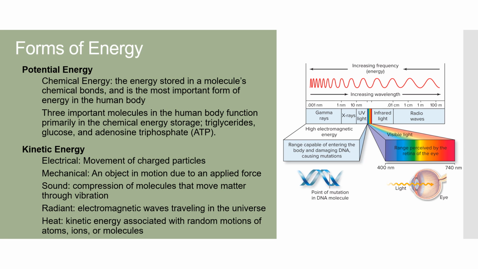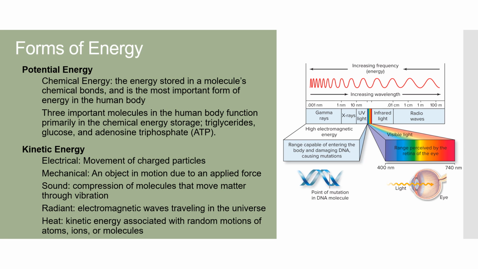Chemical energy is a type of potential energy. It is stored in chemical bonds of molecules and is crucial in the human body. The key molecules include triglycerides, which are stored in adipose tissue for long-term energy, glucose, which is stored in the liver and muscle tissue, and adenosine triphosphate, also known as ATP, which is present in all cells and is utilized immediately for cellular energy processes.